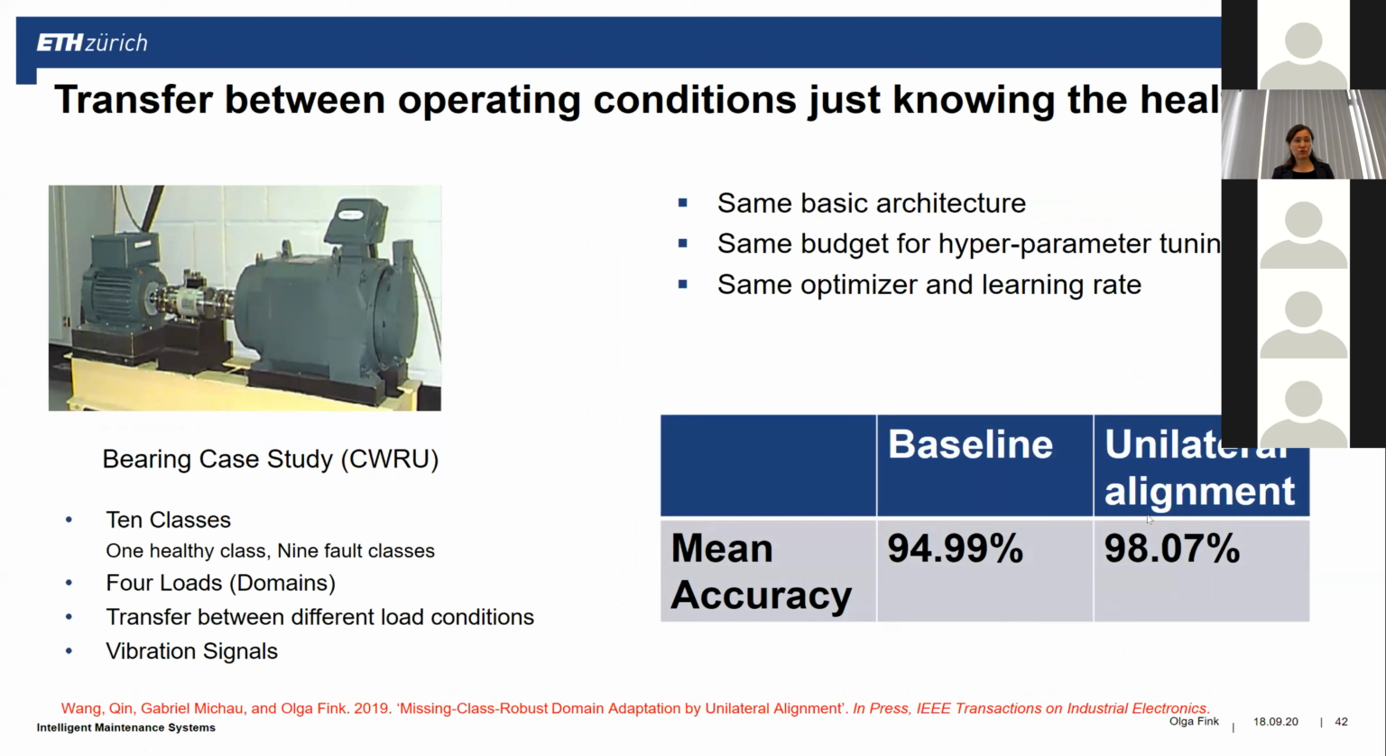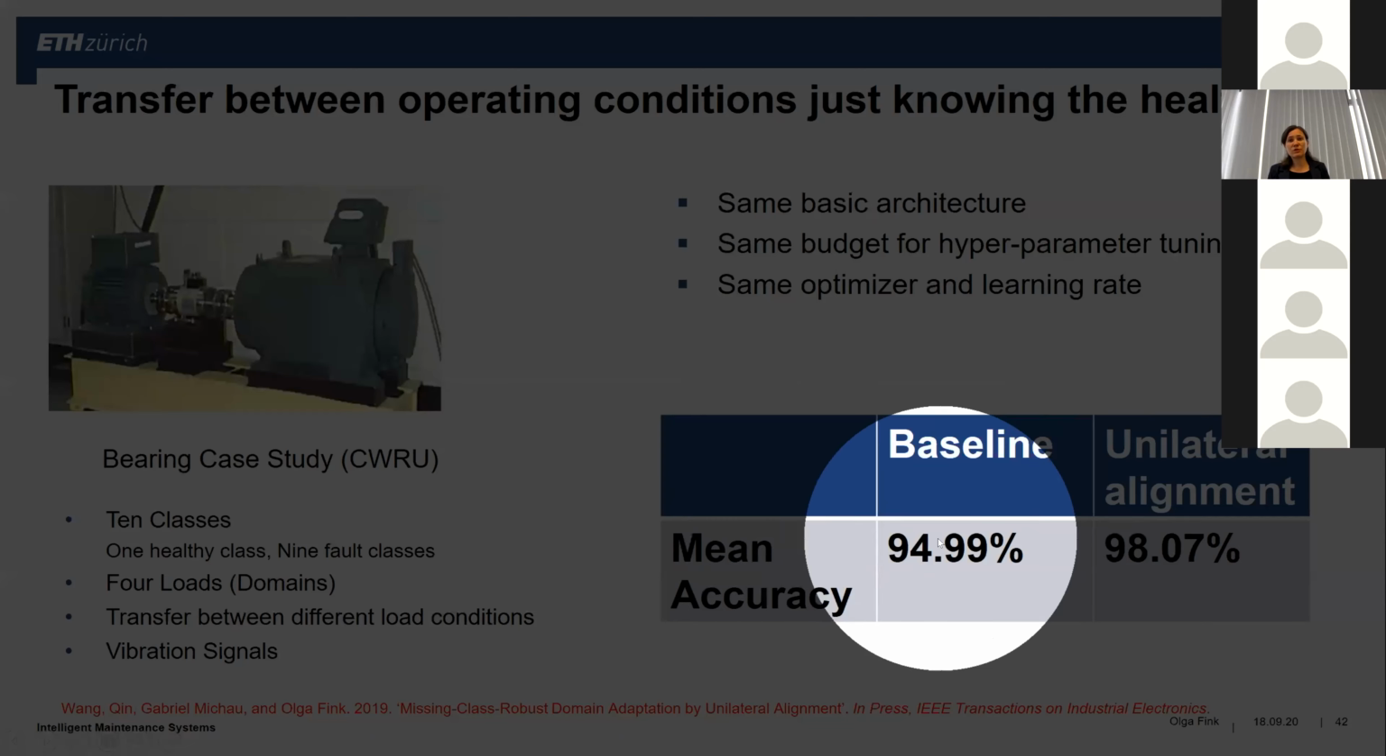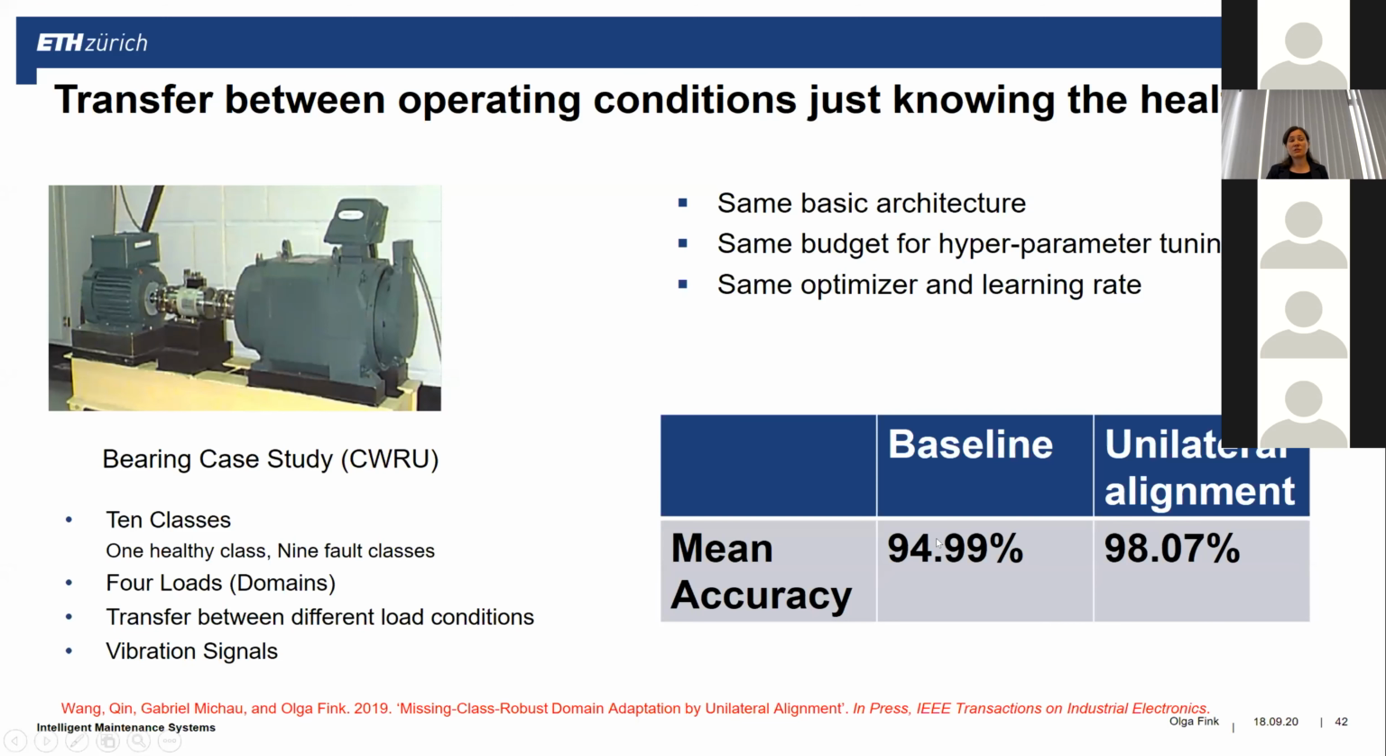What you see here, the baseline is the very same that you saw before. So this is the case when we don't do anything, and we just have a model, and then we're just applying it onto the new data set under the different operating conditions. And for the unilateral alignment, we were able to achieve 98%. And if you remember, the best performing case where we had all of the different fault classes present during the training time was actually 99%. So we are still quite close to this best achievable adaptation performance, given that we only have information on the healthy class here. So we are still improving it by 3%.